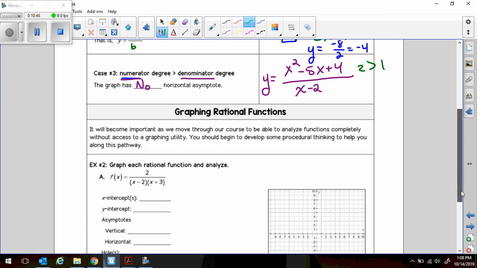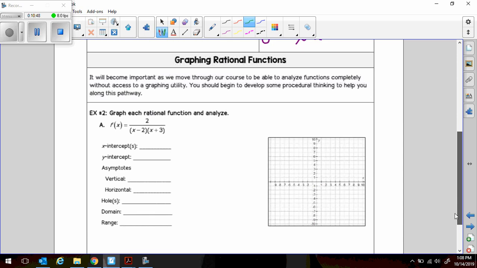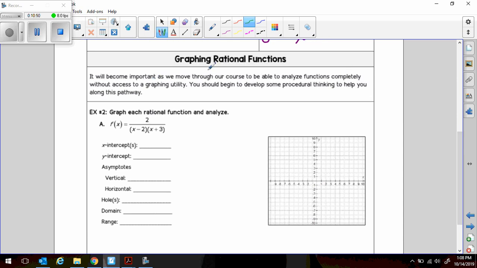It will become important as we move through our course to be able to analyze functions completely without access to graphing. We're not going to always be able to use Desmos. You should begin by developing some procedural thinking to help you along this pathway. Graph each rational function and analyze. We're always going to have to factor. If they don't do it for you, factor the denominator and the numerator.